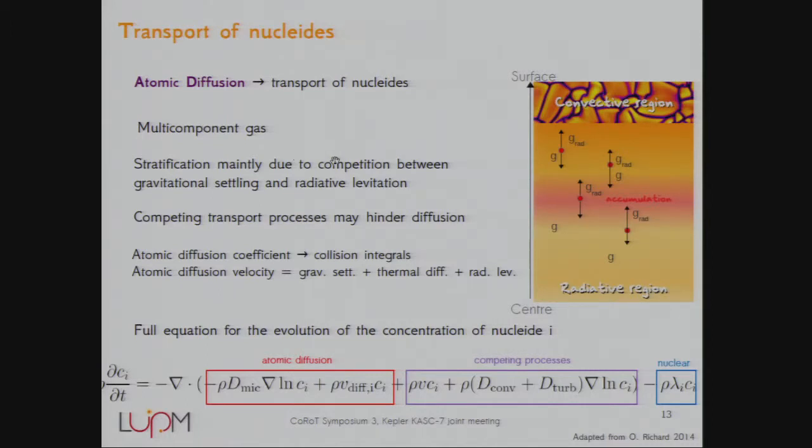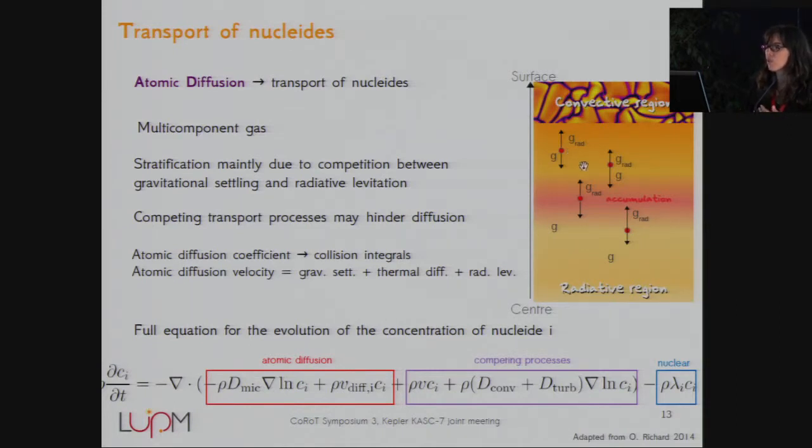Atomic diffusion is one. It's mainly due to the fact that you can have stratification inside a radiative zone. It's where you have a competition between the gravitational settling and the radiative levitation. And here you have an illustration of this. And so this process is mainly important in A-type stars.